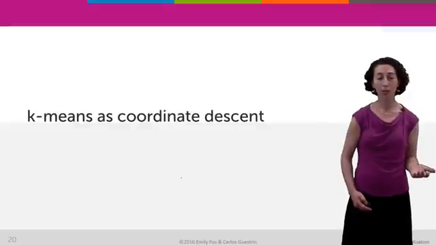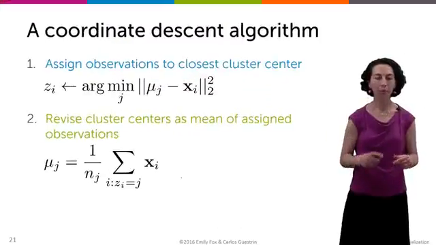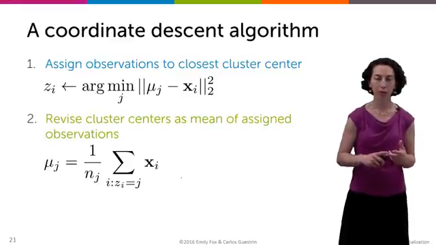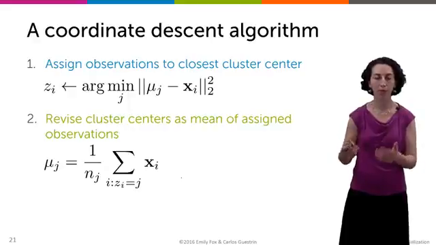K-means might seem like a heuristic algorithm, but you can actually view it as an example of a coordinate descent algorithm. In particular, K-means iterates between two steps. One is assigning observations to the nearest cluster center, and the other is updating the cluster centers. Well, this first step, where we assign observations to the nearest cluster center, we can clearly see from this equation is equivalent to minimizing a given objective.